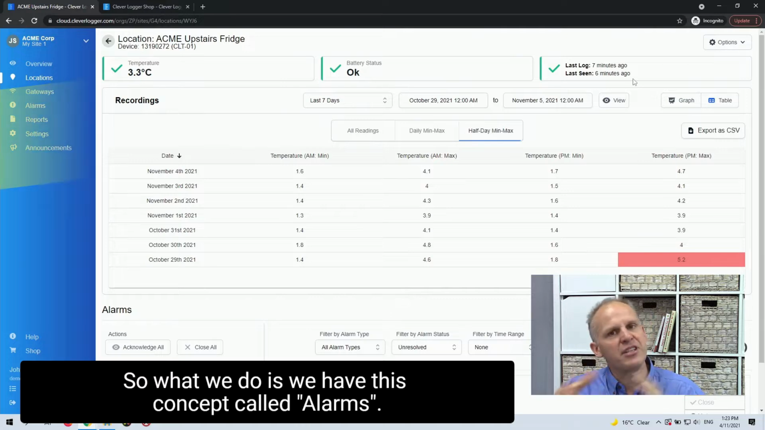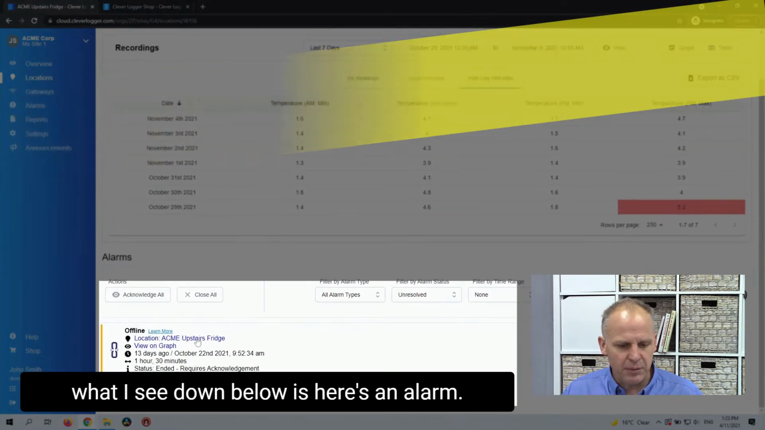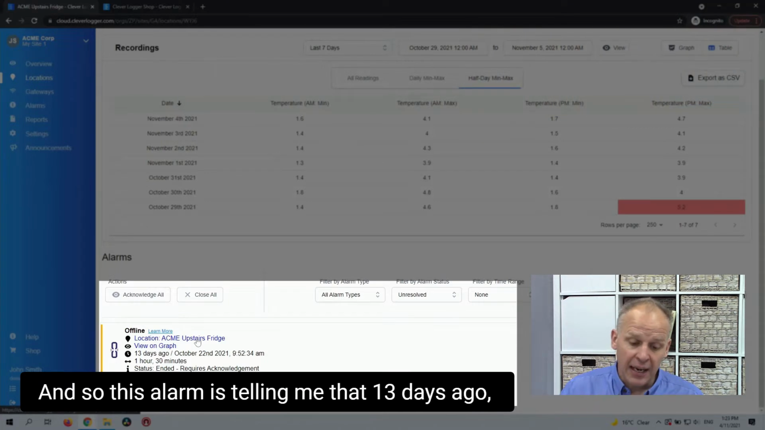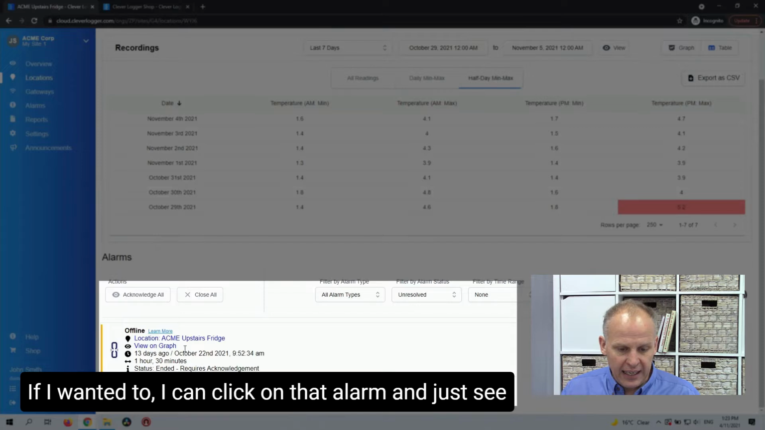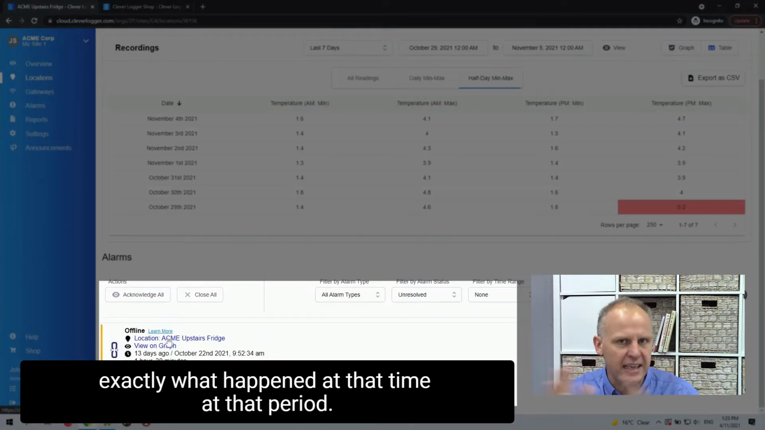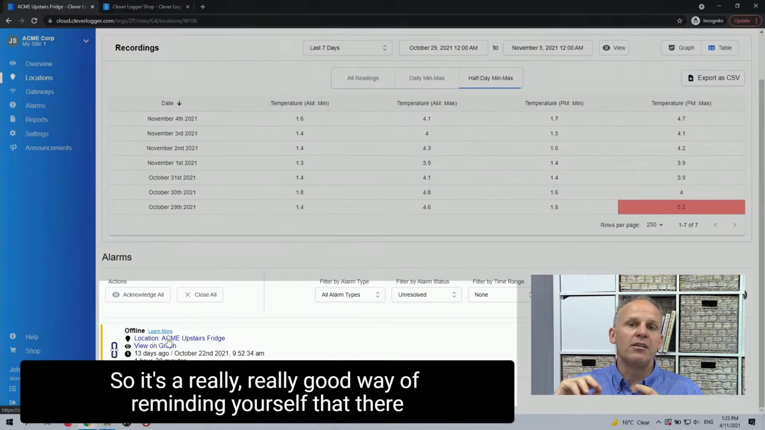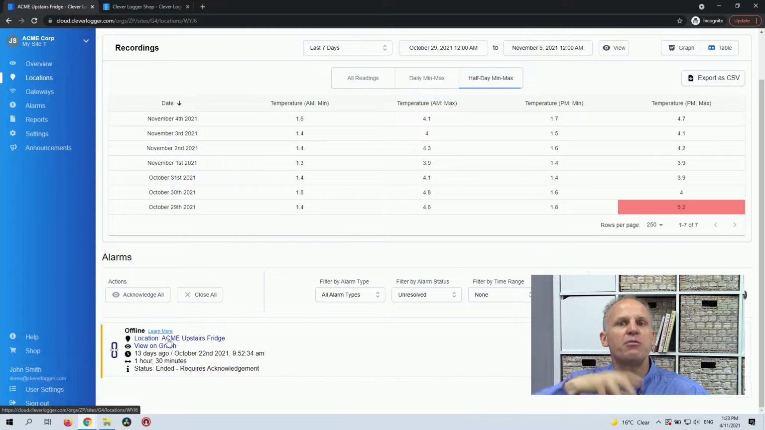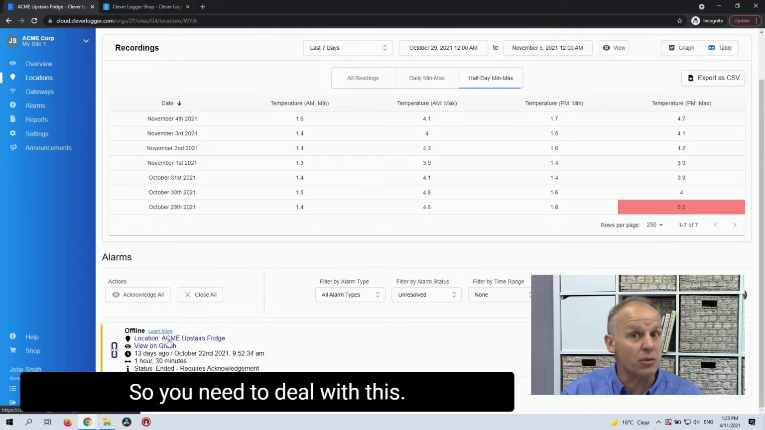So what we do is we have this concept called alarms. And so if I scroll down, what I see down below is, here's an alarm. This alarm is telling me that 13 days ago, my fridge got too warm, and it was warm for 1 hour and 30 minutes. If I wanted to, I can click on that alarm and just see exactly what happened at that period. So it's a really, really good way of reminding yourself that there was a problem and that your vaccines or your food may not be safe. So you need to deal with this.